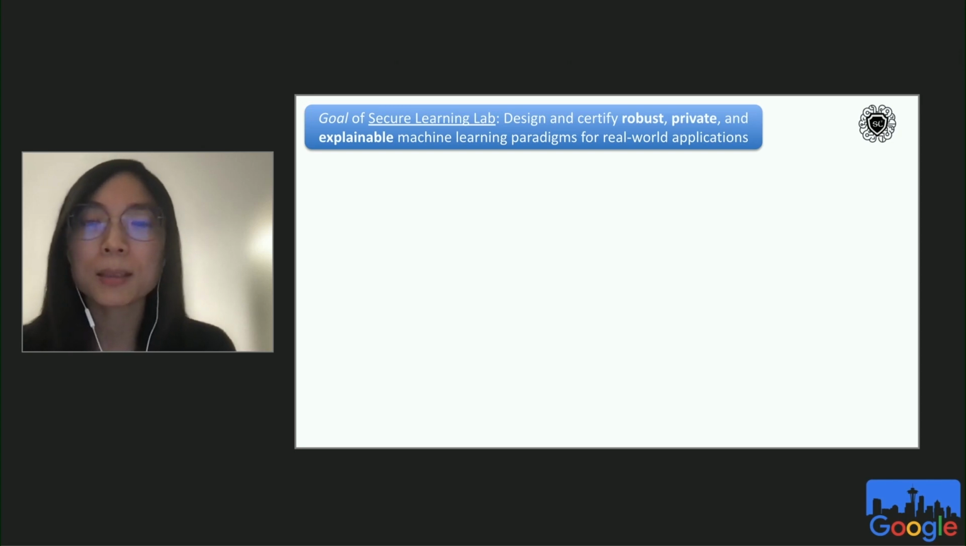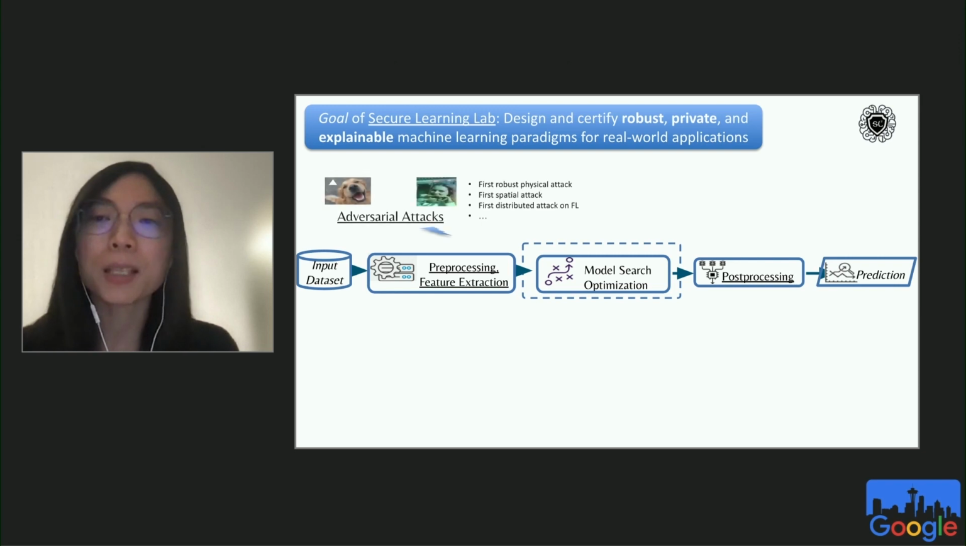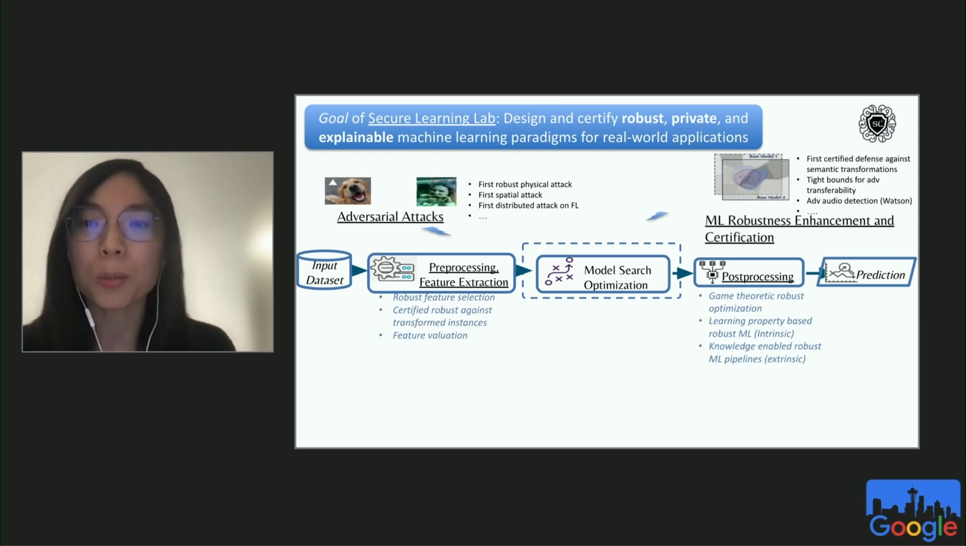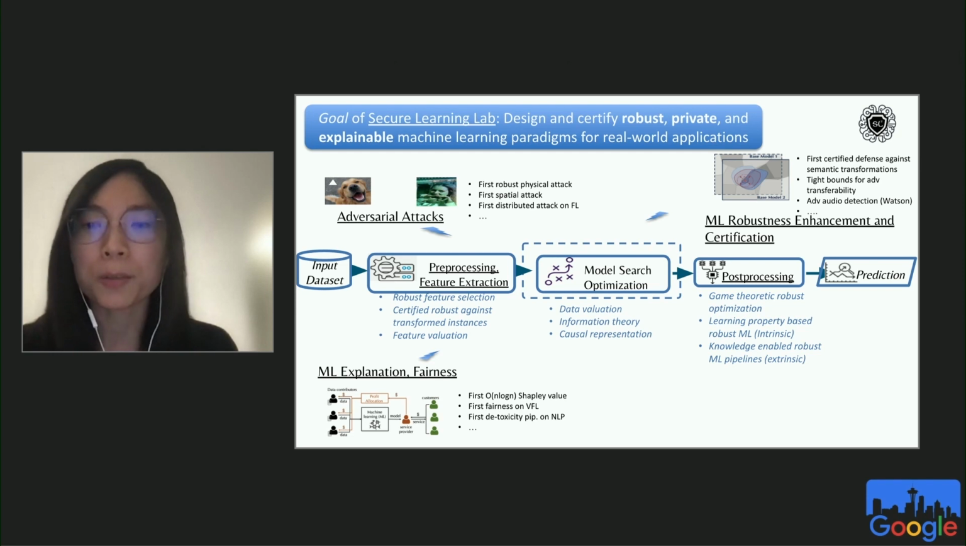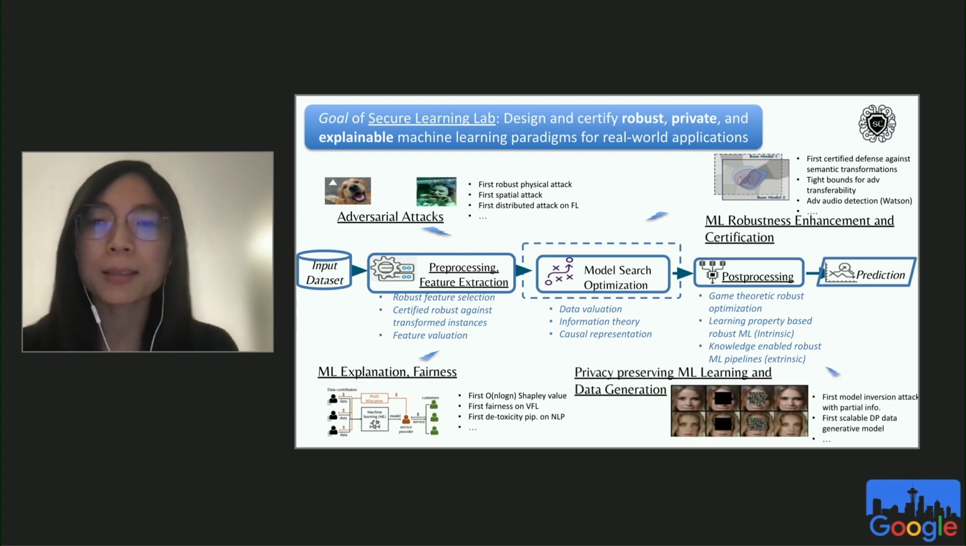Next, please. Based on these concerns, in our lab we mainly focus on providing and certifying robust, private, and explainable machine learning paradigms. Please go through the animations in this slide. So given a centralized machine learning model, there are different topics under it. For example, different types of adversarial attacks and certifying robustness against these attacks, and how to provide quantitative model explanation, including helping fairness and ethics, etc. And finally, different types of privacy attacks and privacy-preserving machine learning models and data generative models. In this talk, I mainly focus on answering some questions under the federated learning framework.